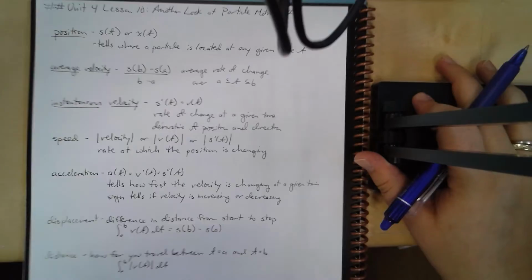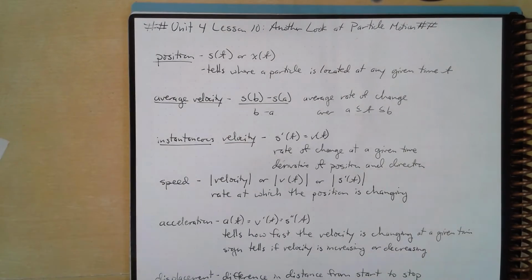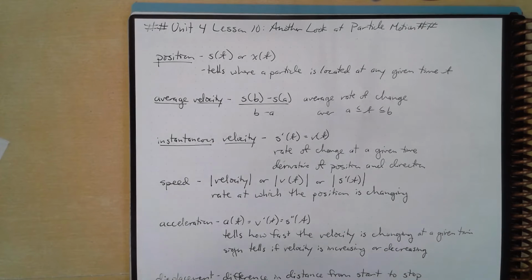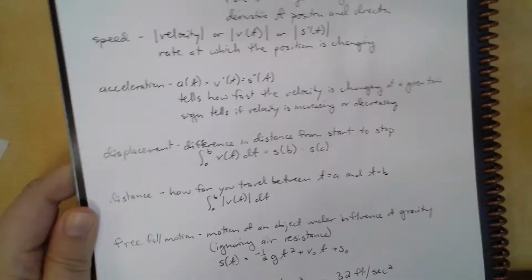So here I'll just do the first ones, and then we've got position, which is usually s of t or x of t, average velocity, which is s of b minus s of a over b minus a, as opposed to instantaneous velocity, which is the derivative of our position, or just v of t, that's velocity. Speed is the absolute value of velocity, and if you want, you can pause here so you can review some of these because I'm going through them kind of fast.